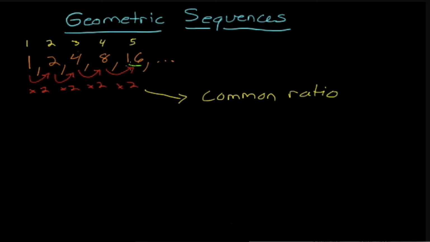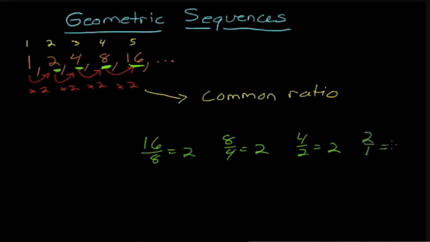So let's take the number 16 and let's compare it to 8. Let's create a ratio. What is 16 to 8? Well, 16 over 8 is the same as 2 over 1, which is just 2. If we compare 8 to 4, create a ratio there, 8 over 4 is just 2 over 1, which is 2, and so on and so on. 4 to 2 is just 2, and then 2 to 1 is just 2. So as you can see, any way you compare successive terms in the sequence, you're going to get the same ratio. So there's a common ratio.